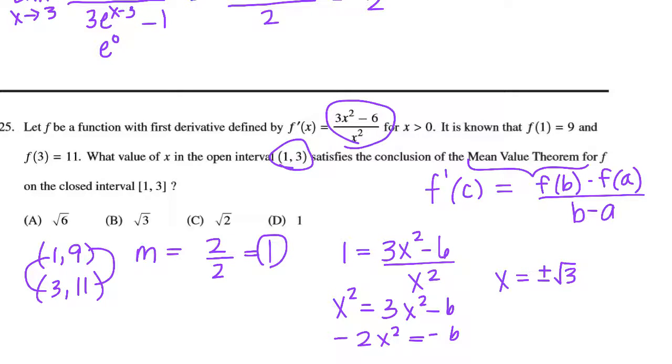But keep in mind, we're looking inside the interval from positive 1 to 3. So we need to choose the positive square root of 3. So we have answer choice B.